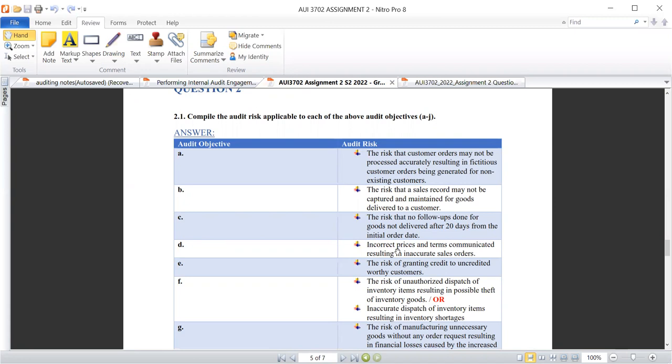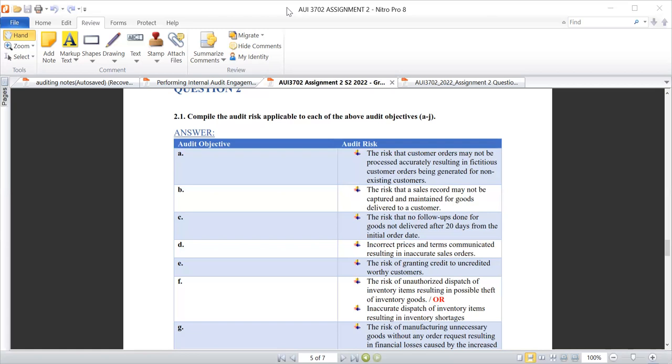Obviously, if you're not compliant with the prices and the terms, then that means there'll be incorrect pricing being quoted, incorrect terms being quoted to a customer on the sales order. So if there's incorrect pricing, incorrect terms being reached with the customer outside of the company policy, it means that's non-compliant, in other words. You could have put it the way I did, or you could have simply said there may be non-compliance with the company's sales policy in terms of pricing and terms on the sales order. That's another way.